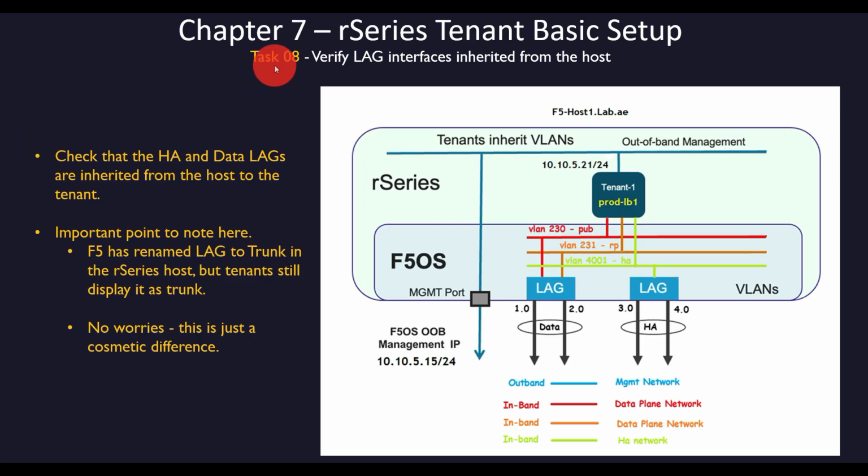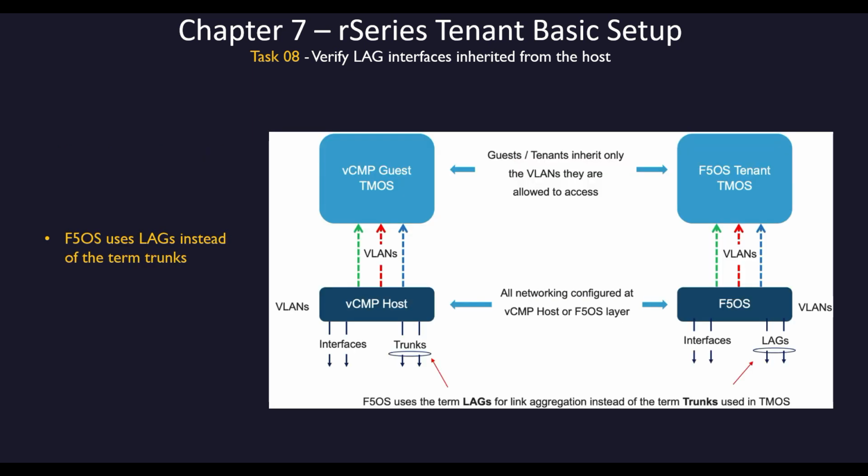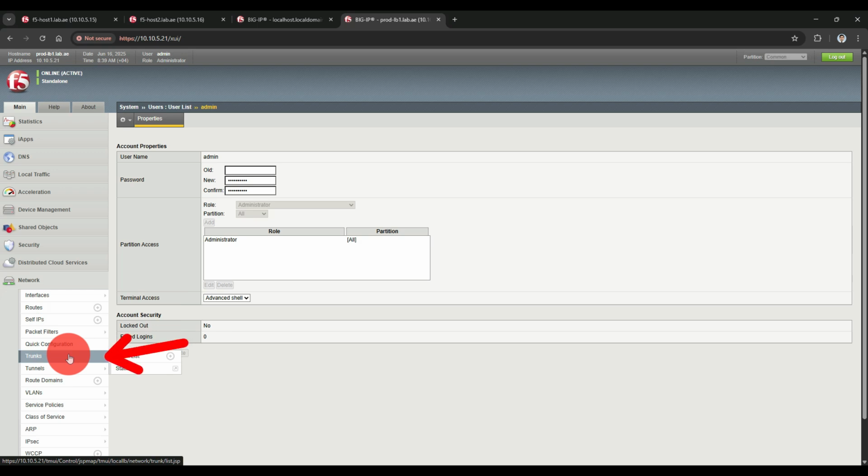Task 8. Verify the LAG interfaces are inherited from the rSeries host to tenant. This is to check whether the HA and data LAGs are inherited from the host to tenant. Important point to note here. We know the FI has renamed trunks to LAG on the rSeries host. But the tenants still display this name as trunk. No worries, it is a cosmetic difference. You just need to be aware.